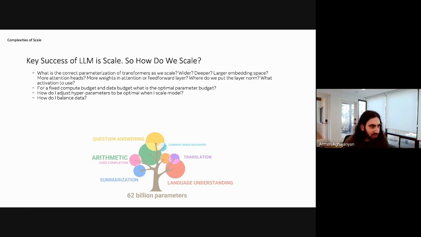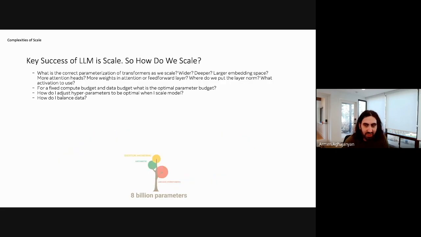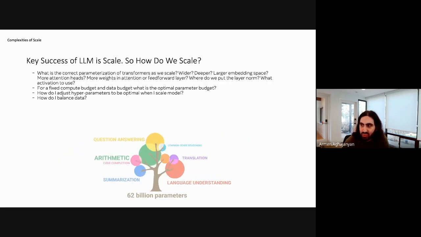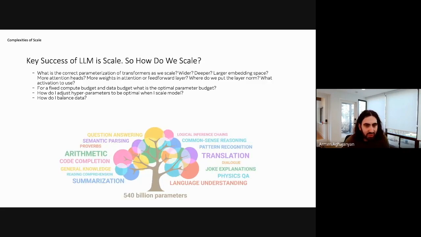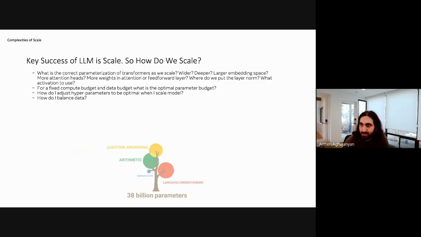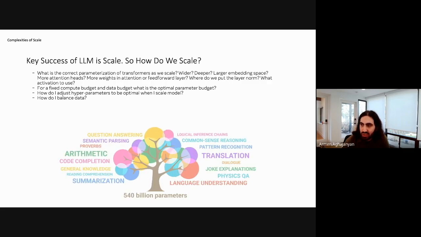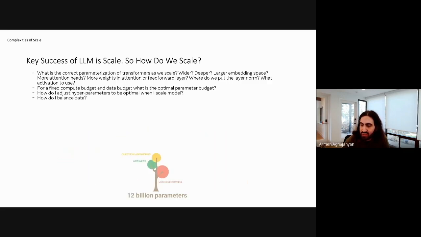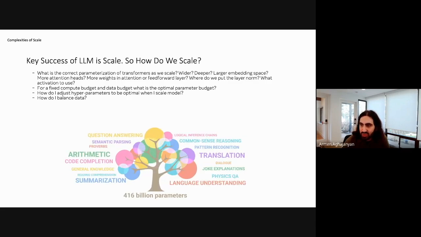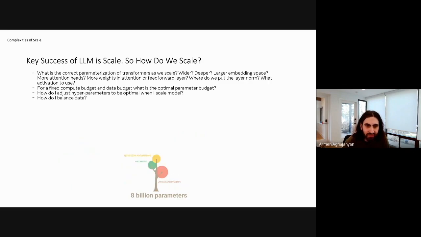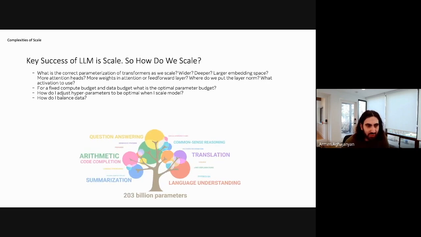And so there are fundamental questions that we have to ask when we talk about scale. Fundamentally, how do we scale? What is the correct parameterization of transformers? There are many hyperparameters, right? Do we have a larger embedding space? Do we have more attention heads? How do you balance parameter counts between attention and feed-forward layers? We have questions that some papers try to answer, like if you have a fixed compute budget and data budget, what is the optimal parameter budget? How do you balance data?